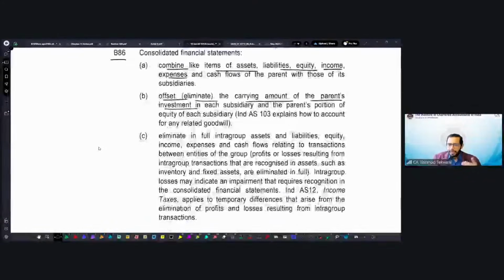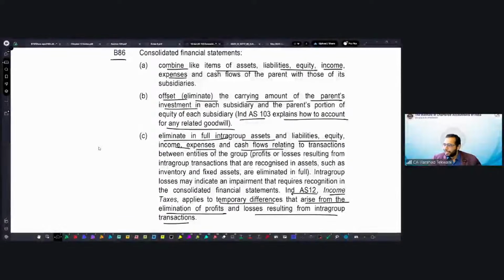And Ind AS 103 explains how to account for any related goodwill. Then eliminate in full intra-group assets, liabilities, equity, income, expenses and cash flows. Apply Ind AS 12 on the temporary differences that arise from the elimination of profit and loss resulting from intra-group transactions. All these things are already given in the Ind AS 110 that I'm talking about.